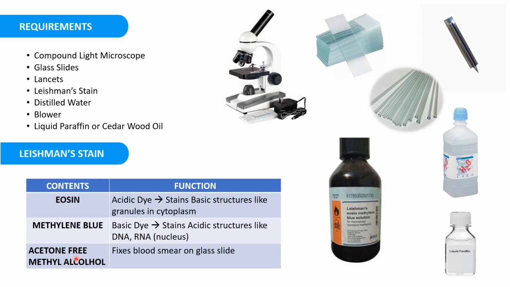Then acetone free methyl alcohol. This is the content used for fixing the blood smear on the glass slide. If you make the blood smear, it needs to stick on the glass slide, and that is done by methyl alcohol. But this is not just methyl alcohol, it is acetone free. The acetone is removed from the solution and then it is mixed with eosin and methylene blue. So these are the contents of Leishman stain.